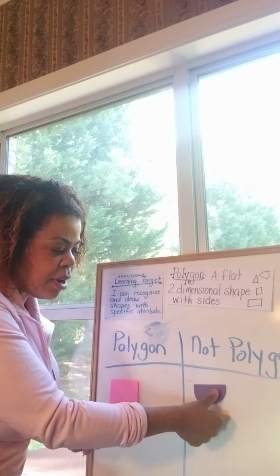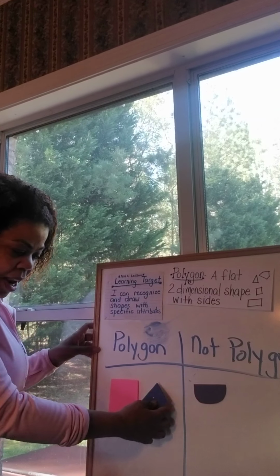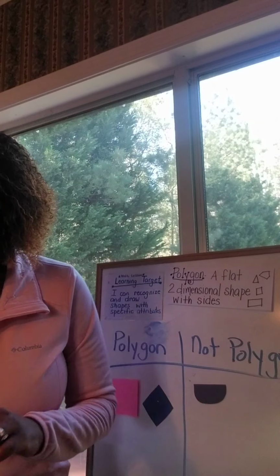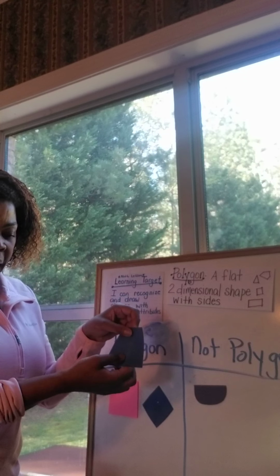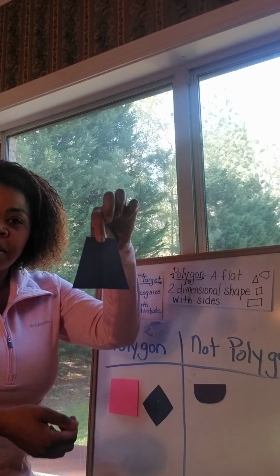Okay, here we go. Here's another one, and we can call this a kite or even a rhombus. Okay, is this a polygon? Yes, it is, because it's flat and it's two-dimensional and it has sides. How about this one? This one we might want to call a trapezoid. A trapezoid has two sides that are parallel.